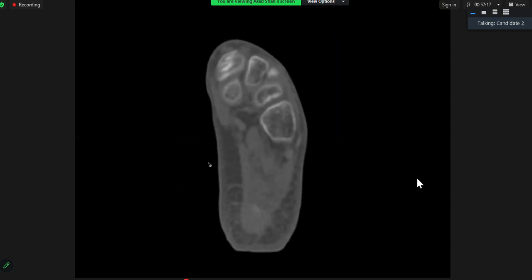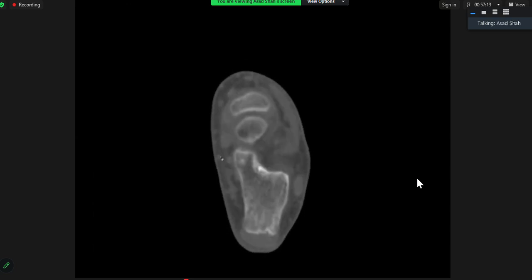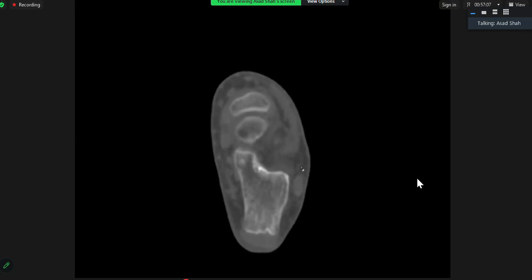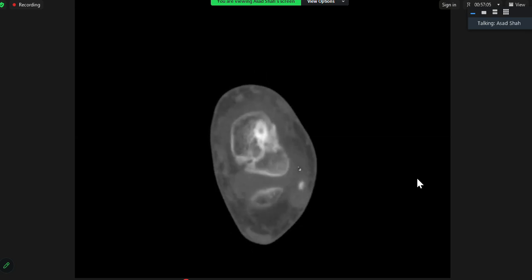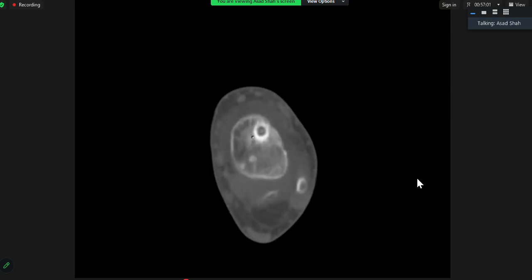Again, there is relatively reduced bone density and let's go to the area of concern. Don't look at the whole thing yet. Just go to the area of concern. That's the calcaneum. We need to look at the talus. Keep coming. Yes, just stop there. What do you see there?